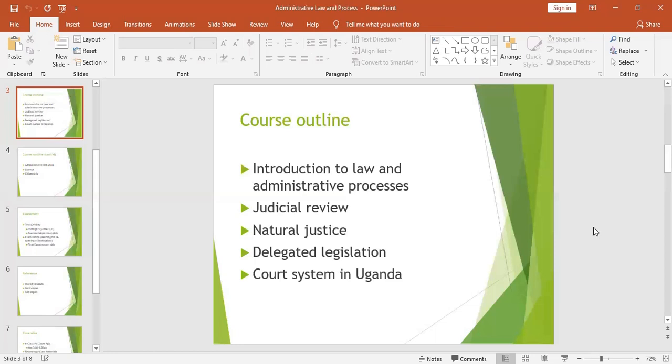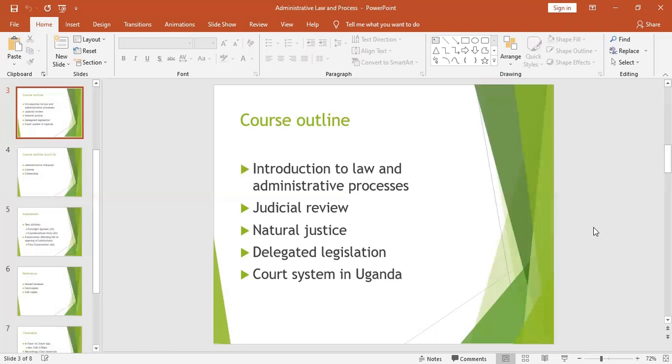Another function of law, law guarantees civil rights and liberties. According to the Constitution of the Republic of Uganda, Chapter 4, it talks about the protection of human rights, and it is the law which helps in the protection of human rights so that Ugandans can enjoy their rights, like freedom of movement, right to property, right to life.